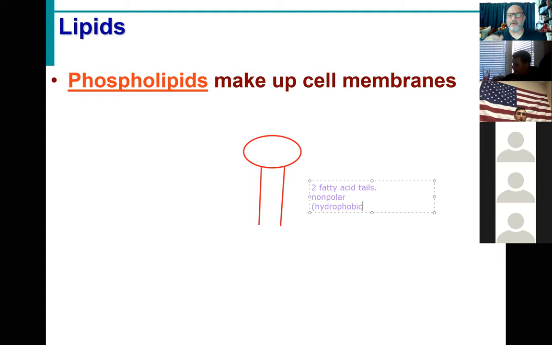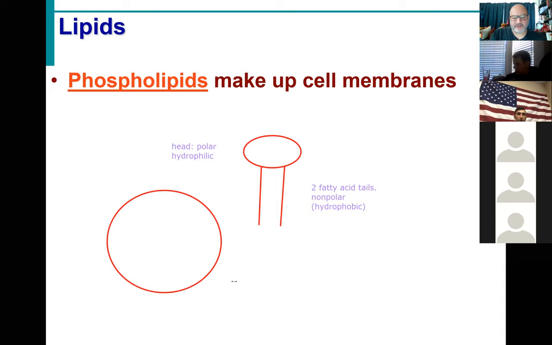But what makes our phospholipid so special is that its head is actually polar. It's actually hydrophilic. It likes water. This is incredibly useful because, as someone mentioned, when we make our cell, the plasma membrane of our cell is going to be comprised of phospholipids.